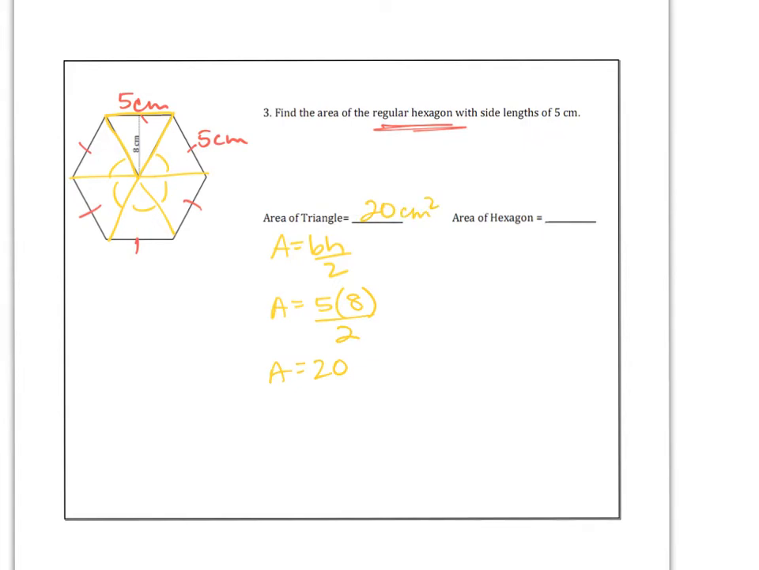How do we get the area of the hexagon? Well, we're just going to take that 20, and it's going to take 6 triangles to fill it up. 6 times 20 is 120, and remember it's an area, so it's centimeters squared. So 120 centimeters squared would be the area of the whole hexagon.